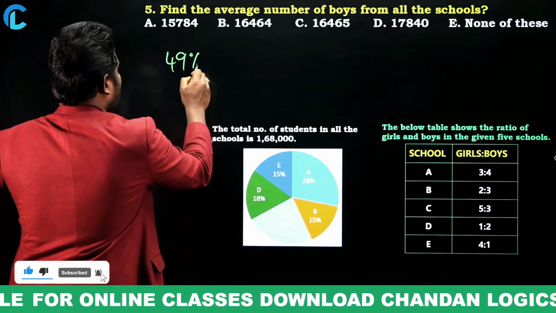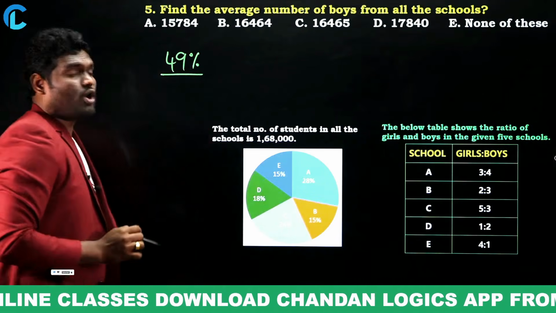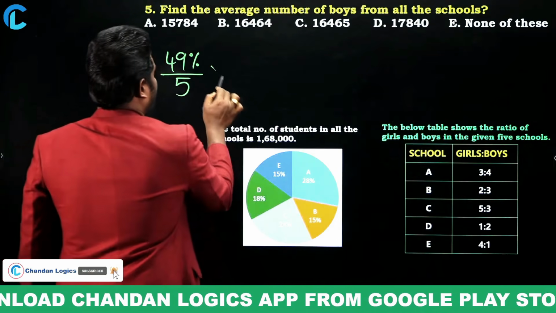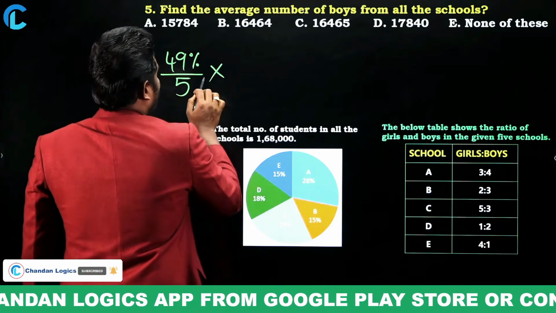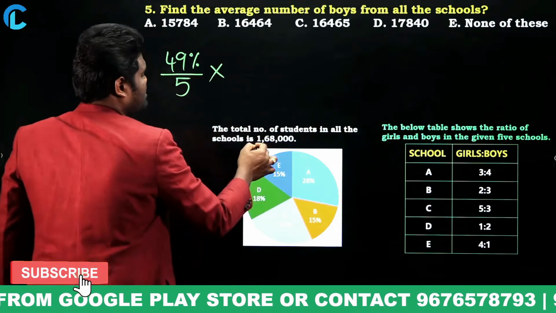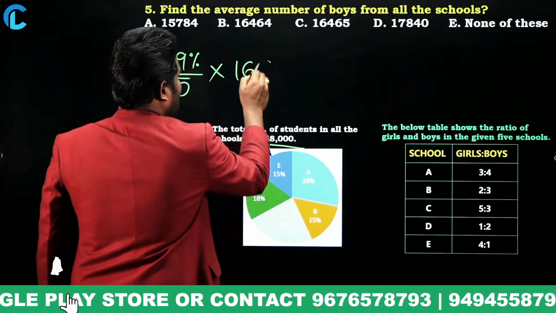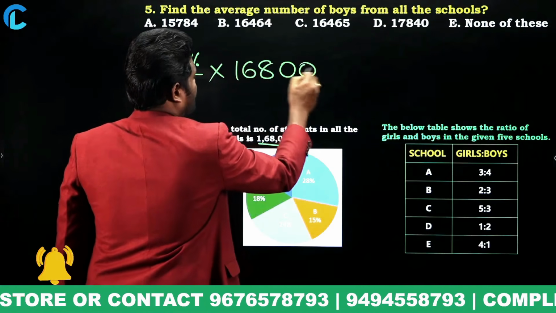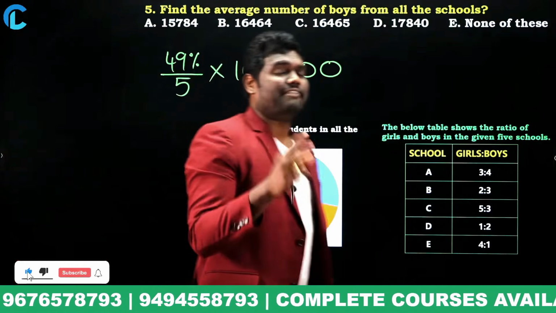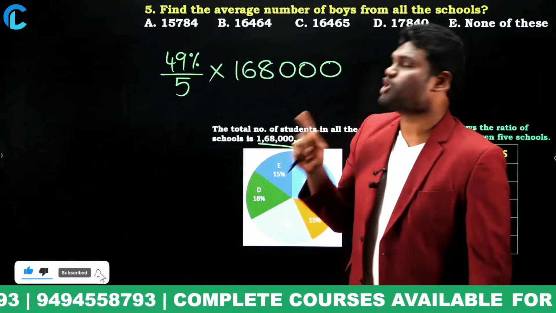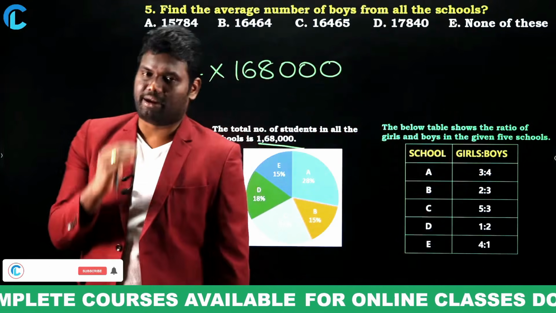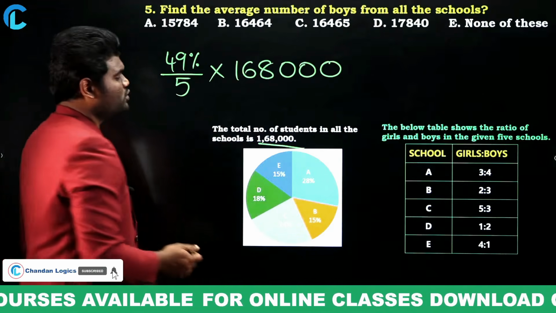As the question is saying average, so divide by the total number of schools. Total how many schools? 5 schools. So 49% of 5 into total. The total is how much? 168,000. Yes or no? 1,68,000. As the question is saying average of boys altogether is 49%, as it is saying average, so divide by 5 into total number of students in schools.